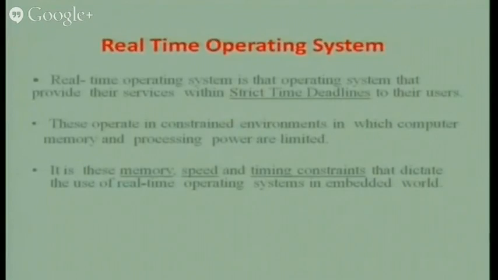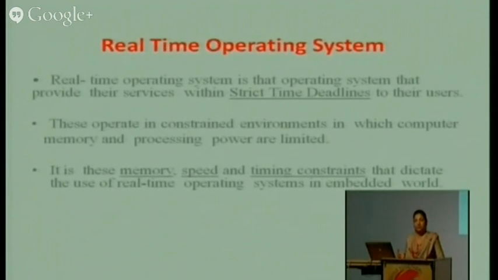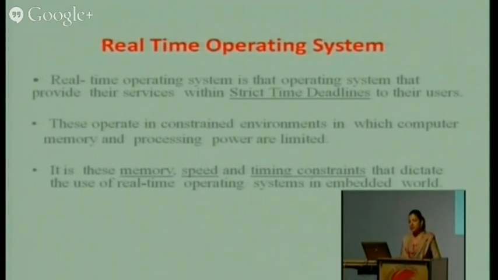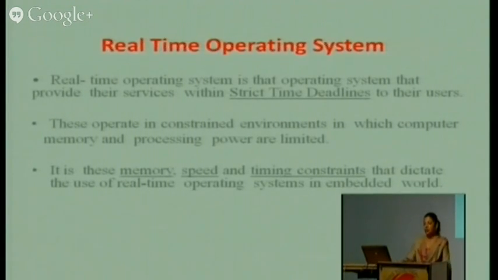Now these real-time operating systems, which may be part of your embedded system, aim to provide their services to the users within strict time deadlines. For example, take the launching of a satellite. The vehicle should be launched within the specified strict time deadlines. So we can say that these operate in constrained environments in which computer memory and processing power are limited.